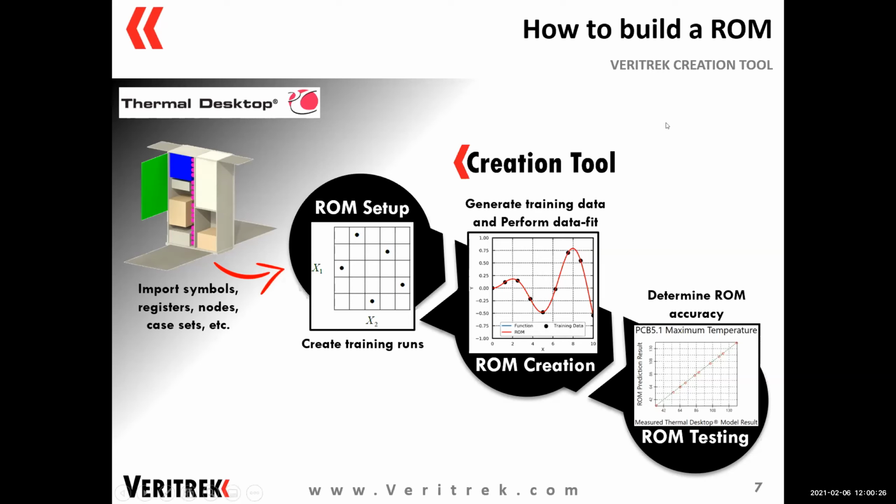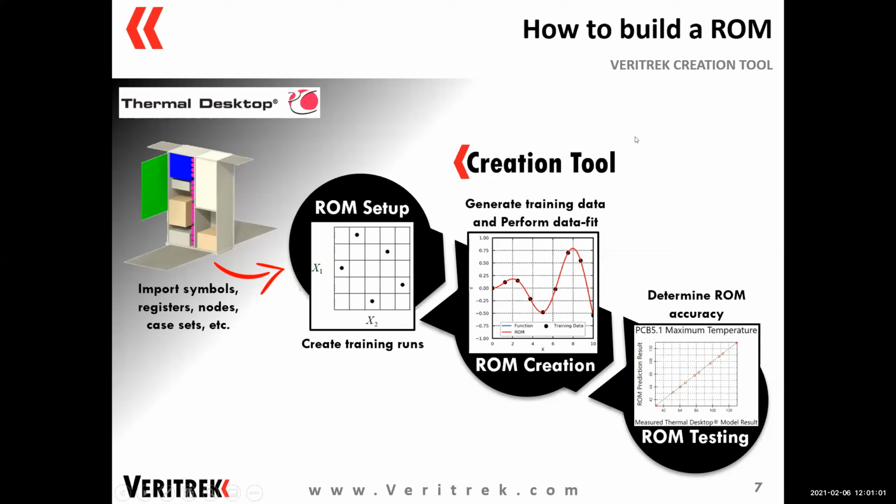How the creation tool works, it works in combination with Thermal Desktop. So the first thing it's going to do is just import the necessary thermal model characteristics that we need to set up the inputs and output responses of our reduced order model. From there, Veritrek will create the necessary training data that Derek talked a little bit about. Each one of the training data points, Veritrek passes off to Thermal Desktop where it gets performed with the high fidelity thermal model. And that happens a number of times.